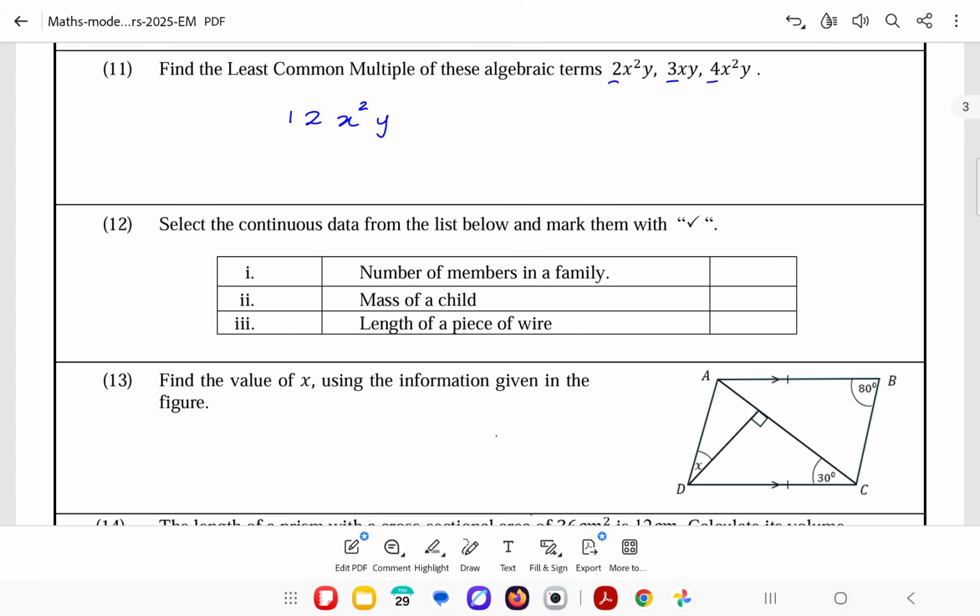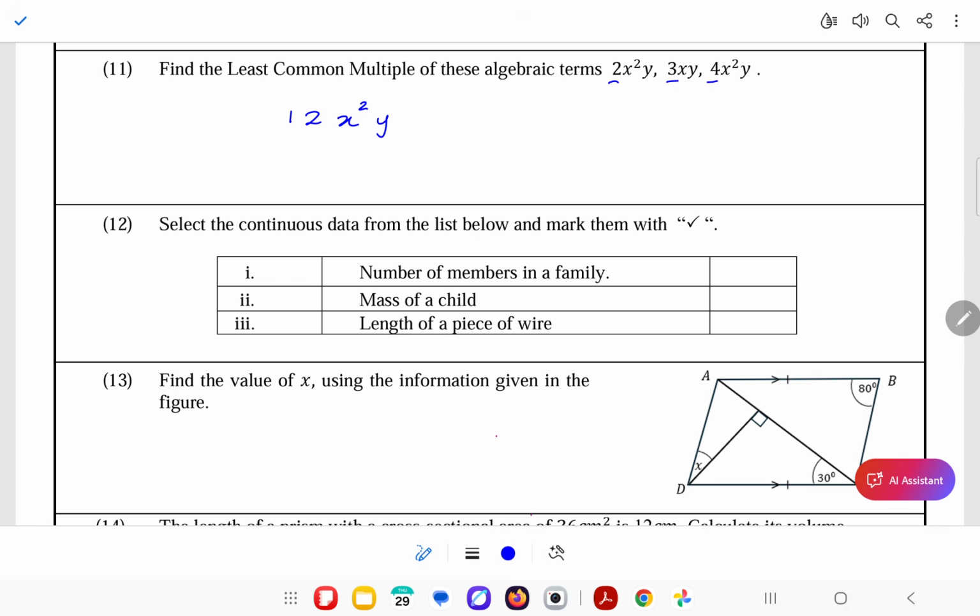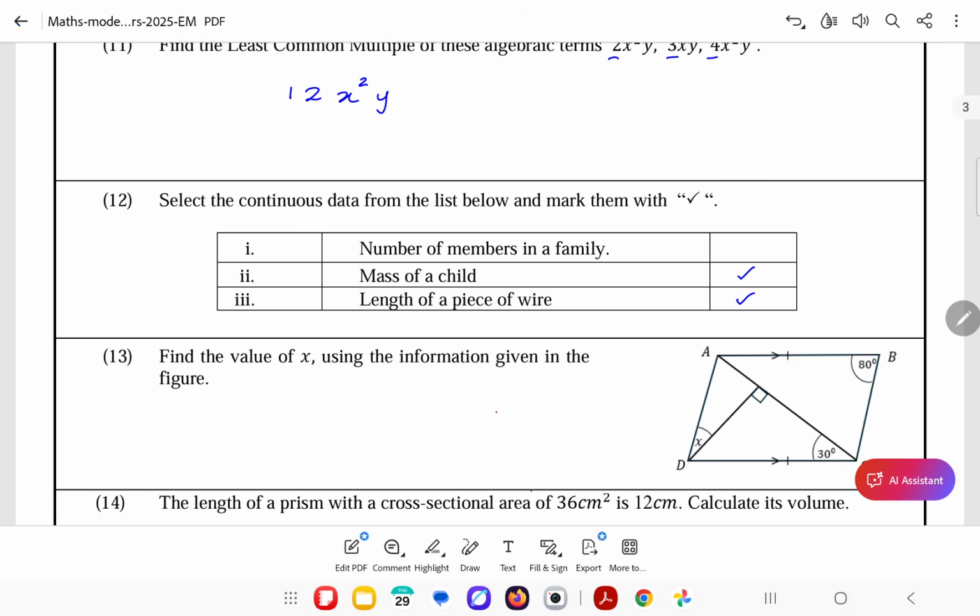Right. Then we'll look at the 12th question. Select the continuous data from the list below and mark them with a tick. Right. Number of members in a family is discrete, no? 1, 2, 3, 4, 5, like that. Mass of a child. Mass is always continuous. 75.3, 70.25, like that. Kgs, like that. So this is continuous. Length is also continuous, no? It doesn't have to be 5, 10, no? It can be 5.51 meters, like that. So these two are continuous, right?